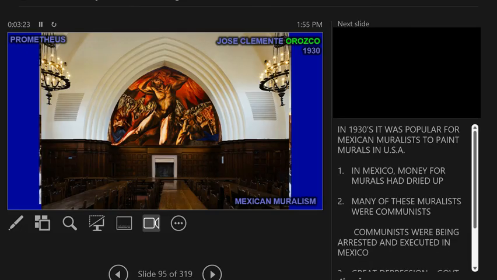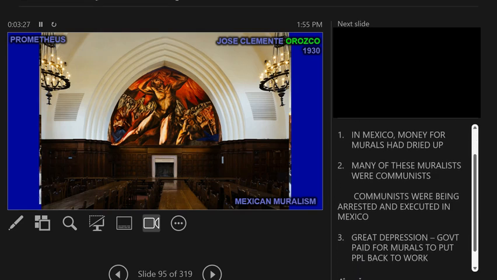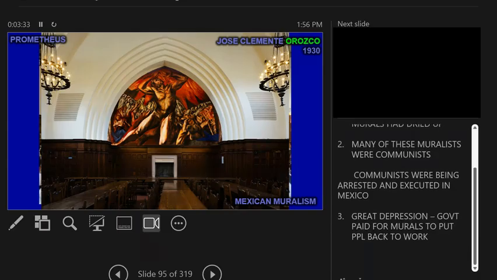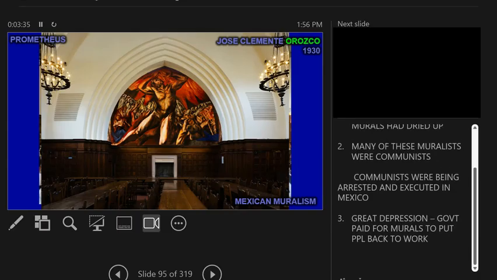In the 1930s, it was popular for Mexican muralists to paint murals in the United States. In Mexico, money for murals had dried up, and many of these muralists were communists. And so the communists were being arrested and executed in Mexico. Also, during the Great Depression, the US government paid for murals to put people back to work. So this was a win-win for the Mexican muralists.